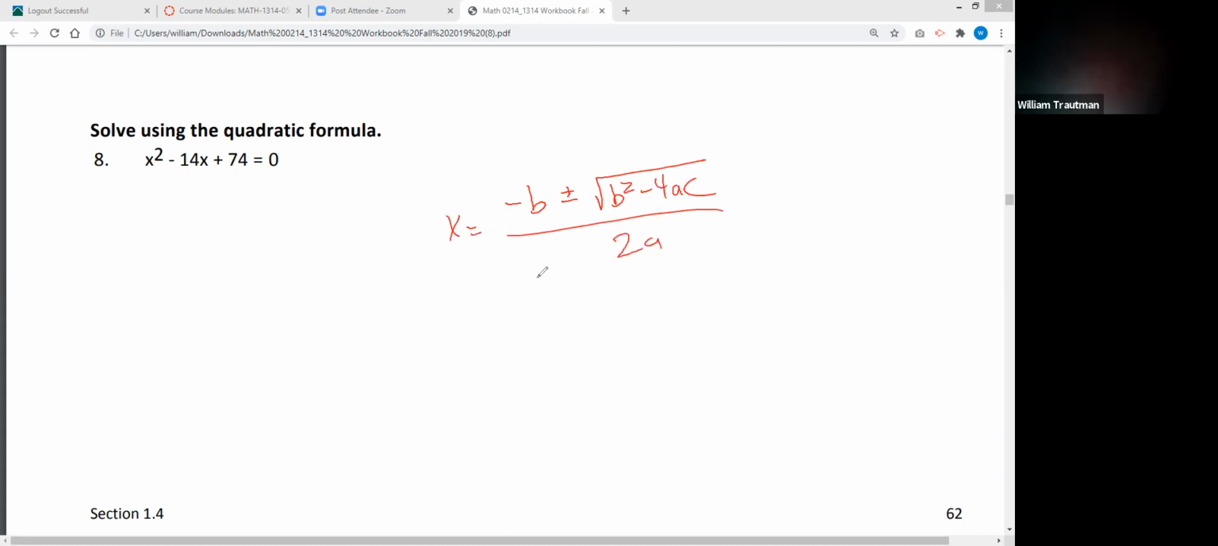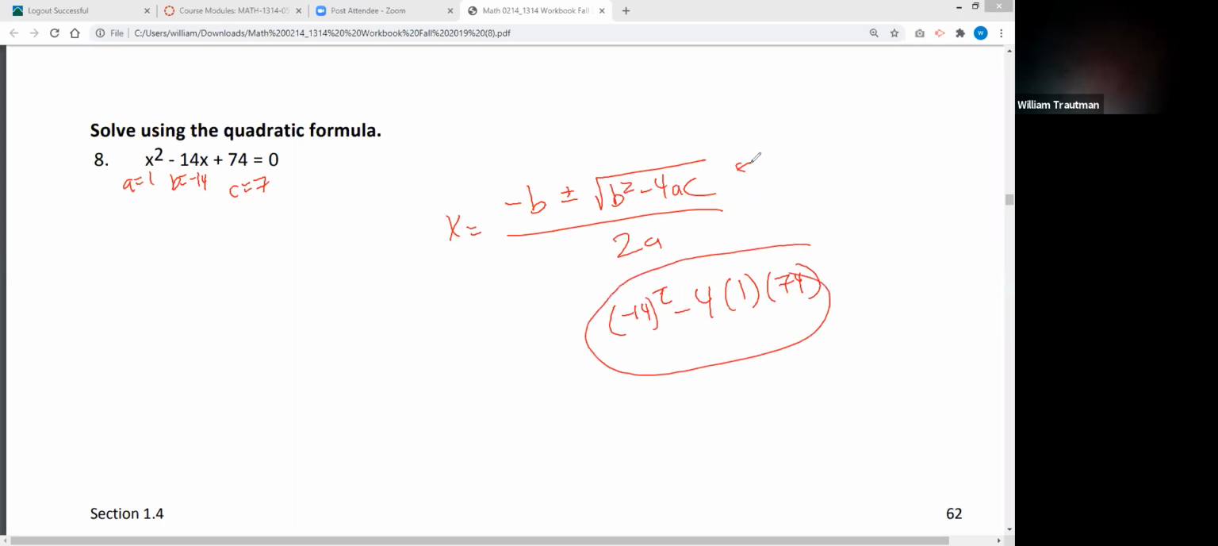This is the formula. So I want to plug in just this part, the B squared minus 4AC. B squared minus 4 times A times C. A was 1. C was 74. And B squared, this is A equals 1, B equals negative 14, and C equals 74. So I want to just do this part here, the inside.